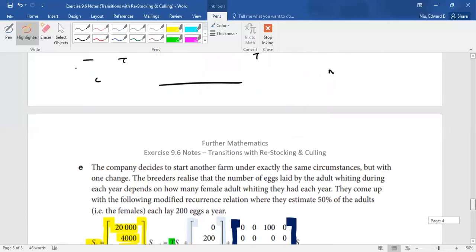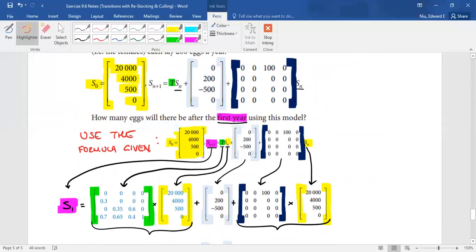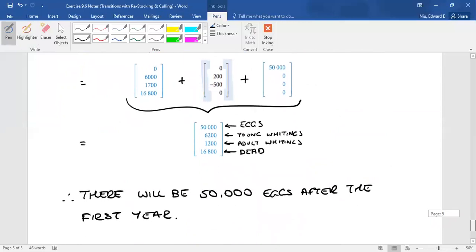So back to the question. What was the question? We probably forgot. How many eggs will there be after the first year? How many eggs? Well, looking back, it's pretty colourful. So how many eggs do we have? We have 50,000 eggs after the first year.